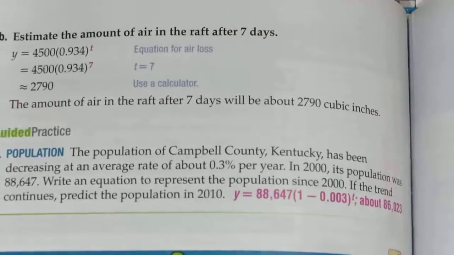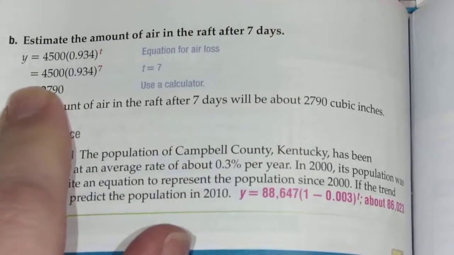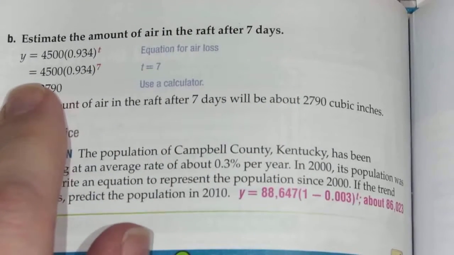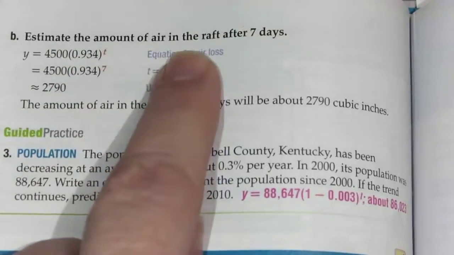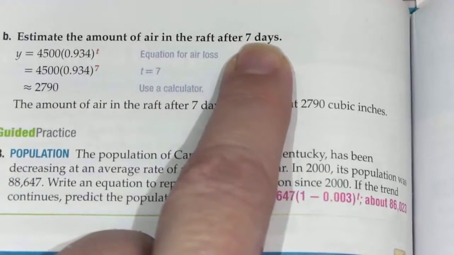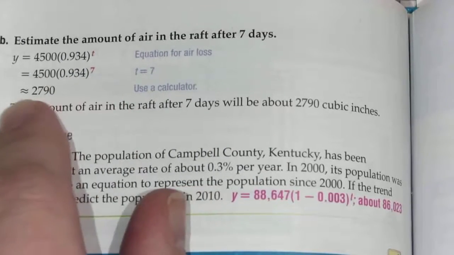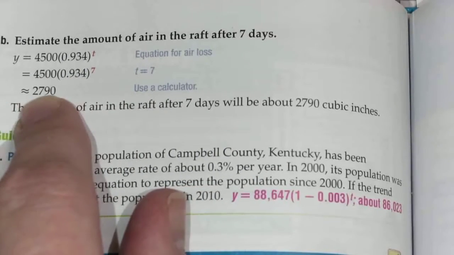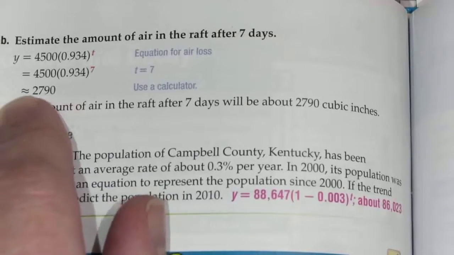Okay, so now it says estimate. At some point, the little boy or the little girl is going to say, Mama, I need some more air in this thing. I'm sinking. Estimate the amount of air in the raft after 7 days. So we put a 7 up there, plugged it into the calculator, 2,790, and that's an approximation, cubic inches of air.